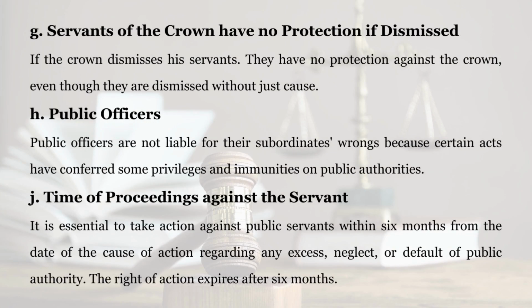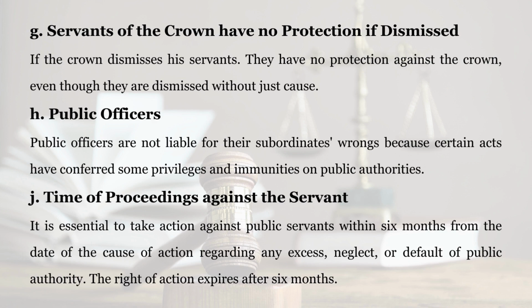G. Servants of the Crown have no protection if dismissed. If the Crown dismisses his servants, they have no protection against the Crown, even though they are dismissed without just cause. H. Public officers. Public officers are not liable for their subordinates' wrongs because certain acts have conferred some privileges and immunities on public authorities.